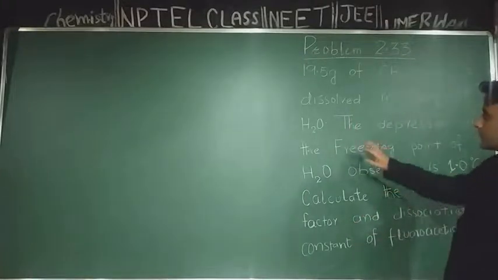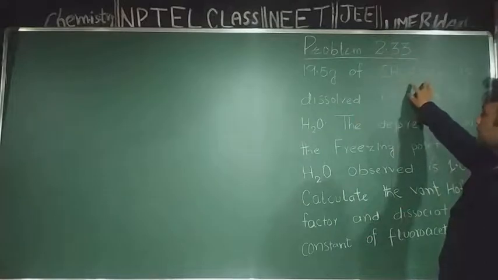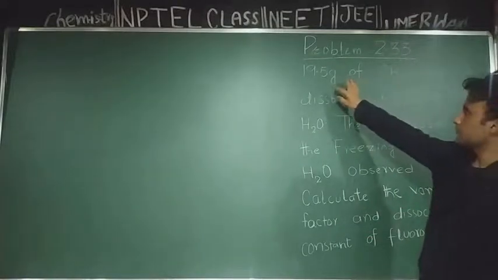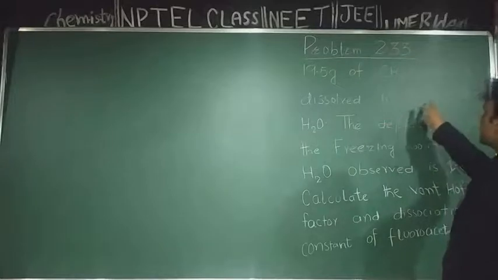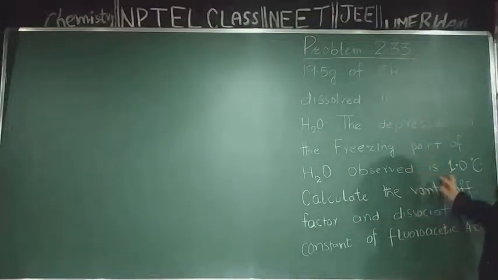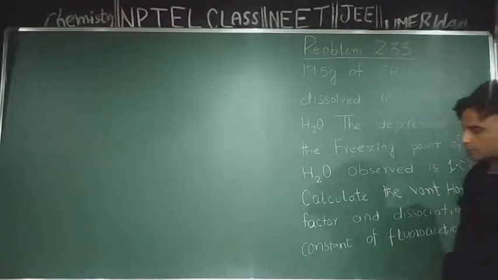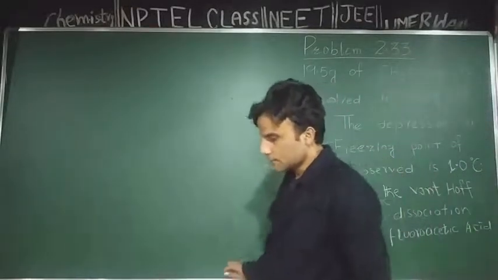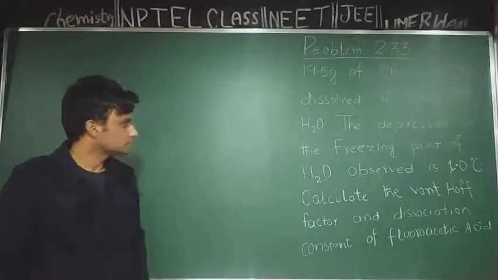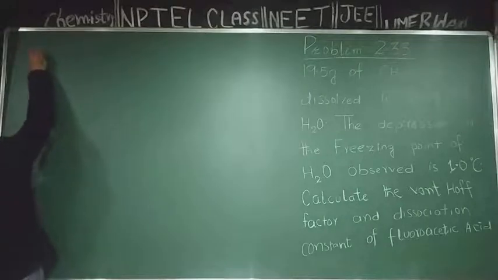here solvent is water, solute is fluoroacetic acid, and 19.5 gram of fluoroacetic acid when dissolved in 500 gram of water results in depression in freezing point of water equal to 1 degree Celsius. In Kelvin it will be equal to 1 Kelvin. Now we have to calculate Van 't Hoff factor and dissociation constant of fluoroacetic acid. Now let me practice its solution.